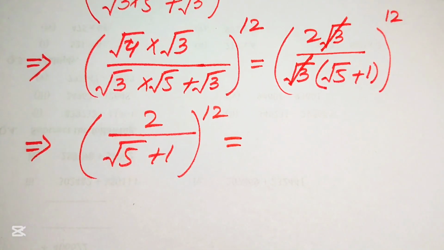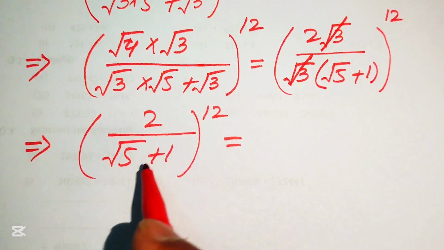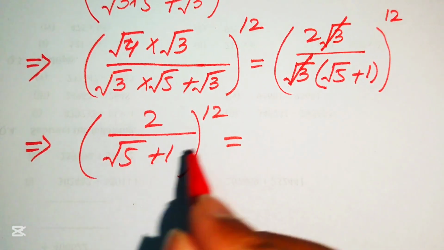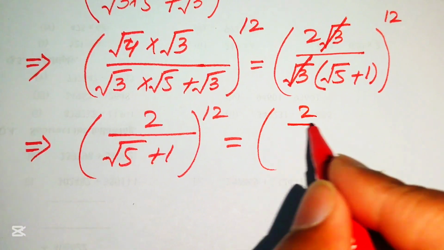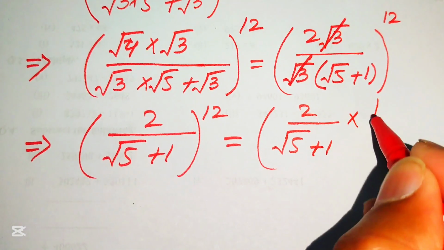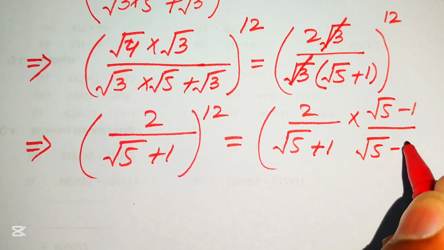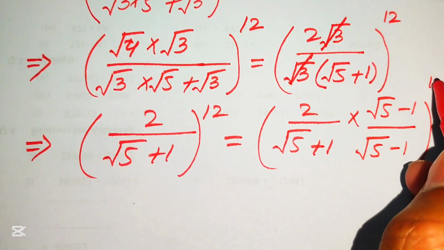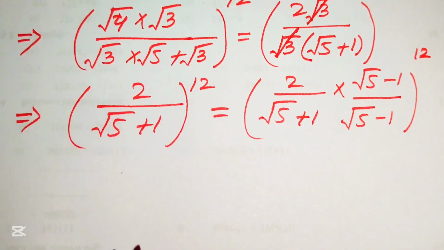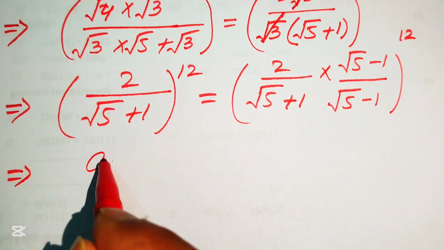Now we need to rationalize the denominator of this term. Its denominator is the square root of 5 plus 1. We will rationalize this term, and it will be written as the square root of 5 plus 1 multiplied by the square root of 5 minus 1, divided by the square root of 5 minus 1, and its whole exponent is 12. In the next step, in the denominator, we will apply this nice formula.